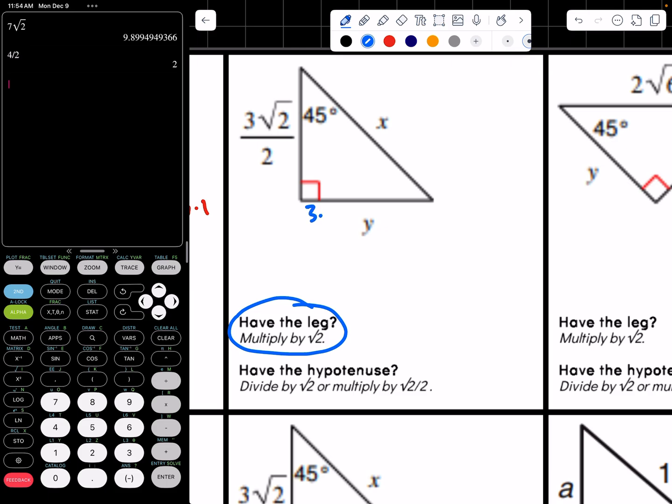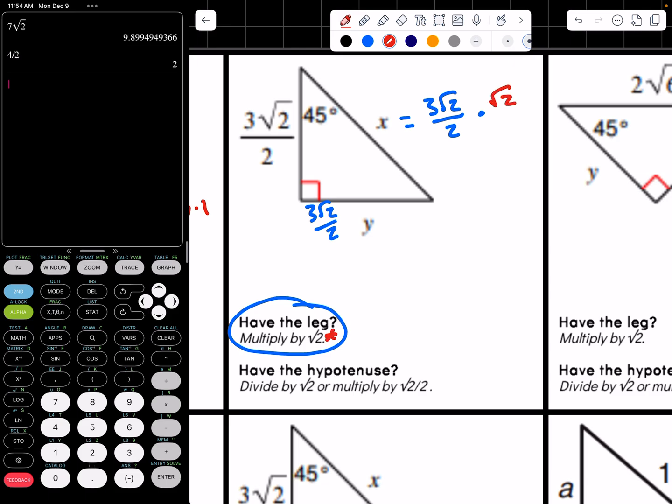Y is going to be 3 root 2 over 2. That's going to stay the same. Nothing changes there. But for x, I am going to take that 3 root 2 over 2, and I'm going to multiply by root 2.